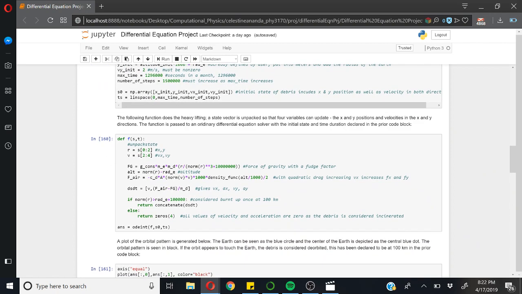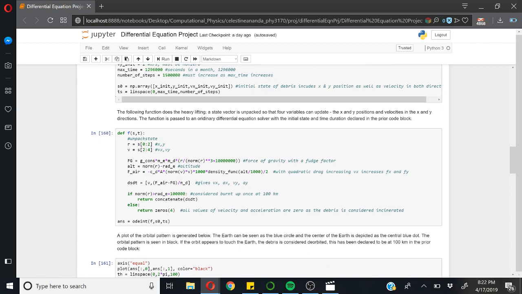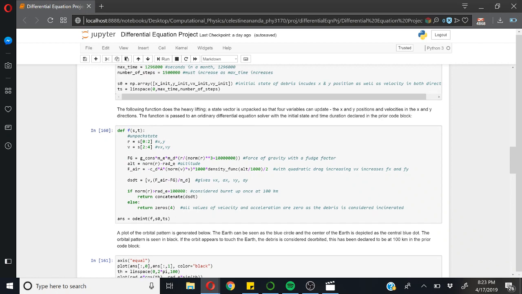It unpacks the state vector, which is passed in, into position and velocity. We calculate the force of gravity with a fudge factor. This is just the typical gravitational force equation with all of our variables. And this fudge factor looks very big, but with how large the numbers we're using are, it is actually as large as it needs to be. We then calculate the altitude, based on where we are minus the radius of the Earth from zero.